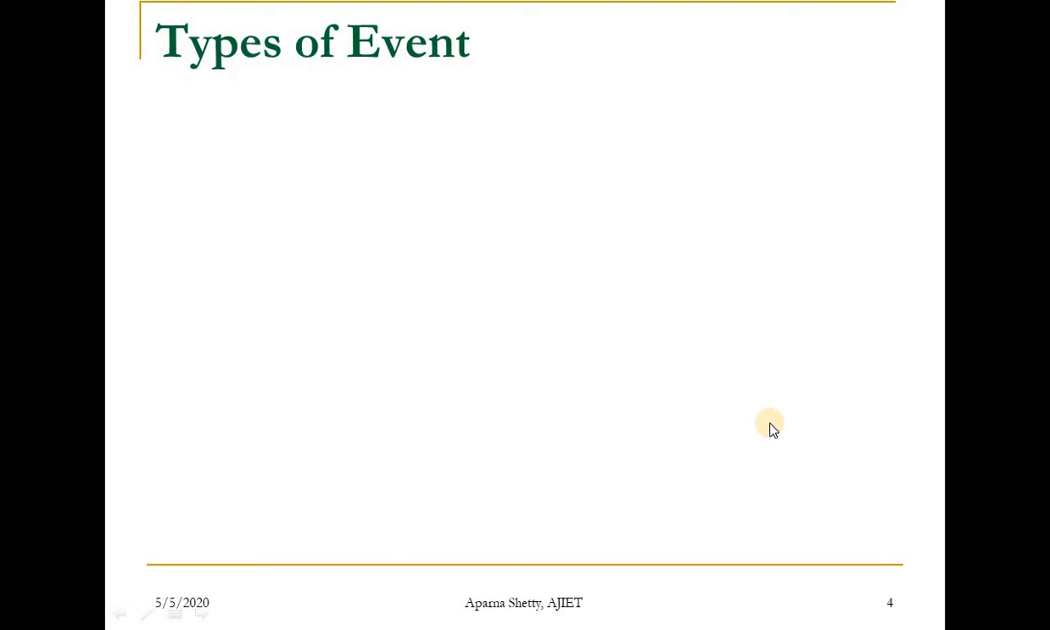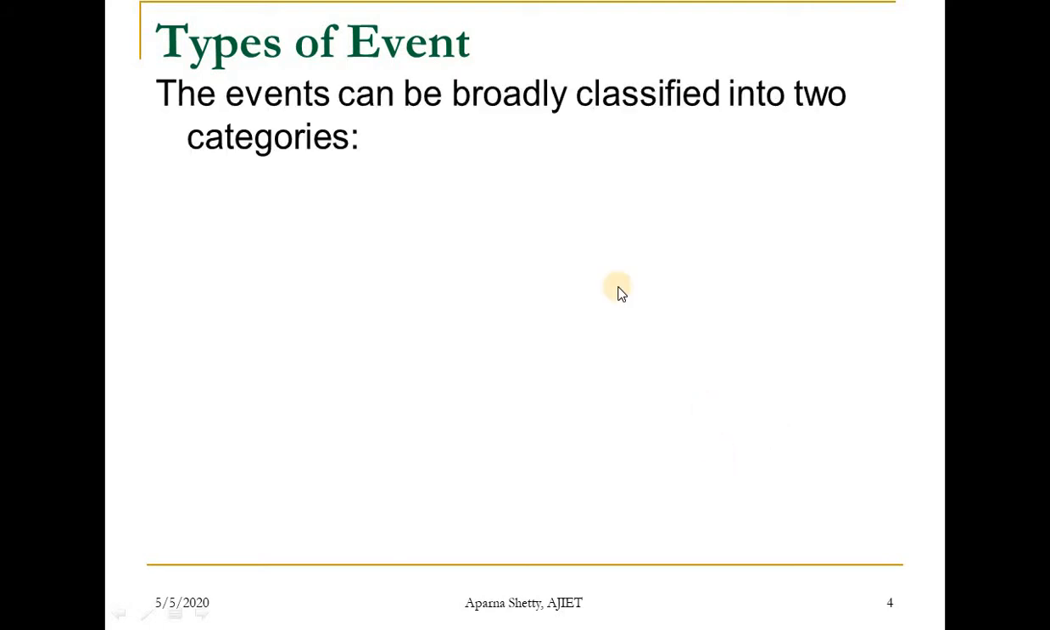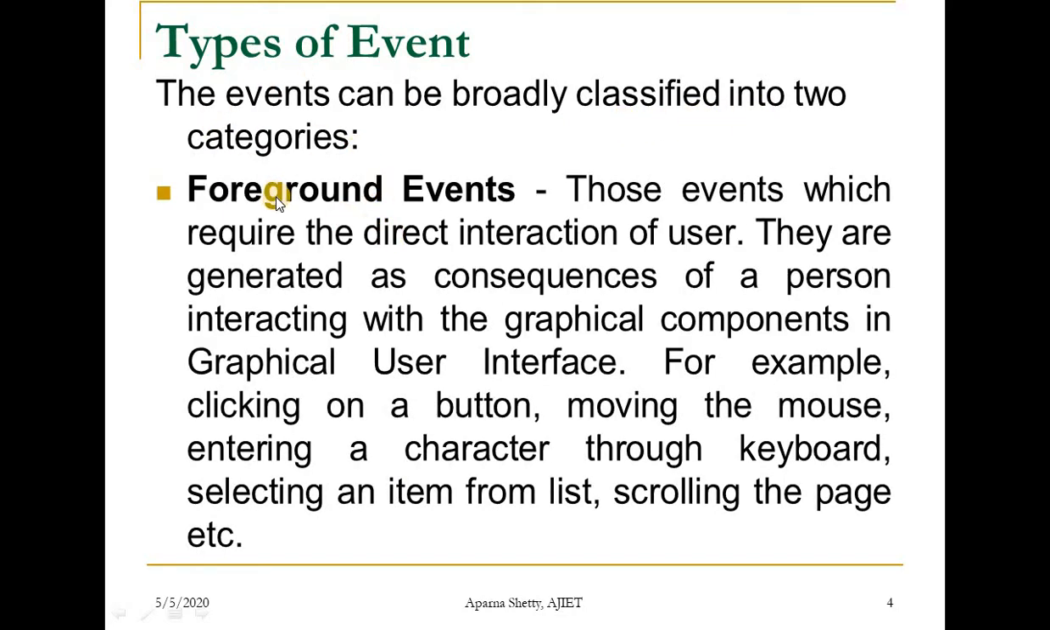Next topic is types of events. The events can be broadly classified into two categories. The first category is foreground events. So what are foreground events? Those events which require the direct interaction of the user. They are generated as consequences of a person interacting with the graphical components in the graphical user interface.